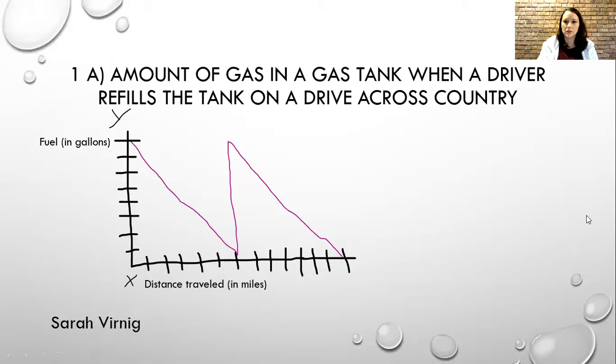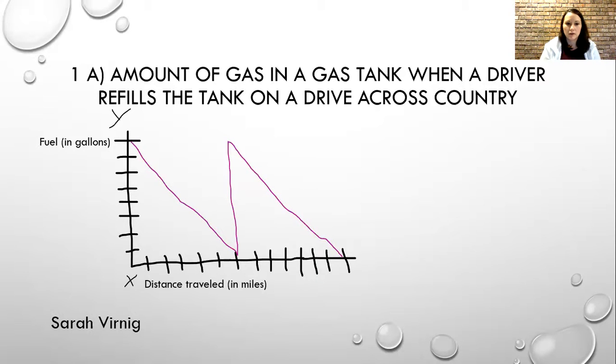So our first question gives us a graph, and it wants us to explain the amount of gas in a gas tank when a driver refills the tank on a drive across country. As you can look at the graph, on the x-axis we have distance, and on the y-axis we have fuel. We just put that in gallons and the distance in miles.